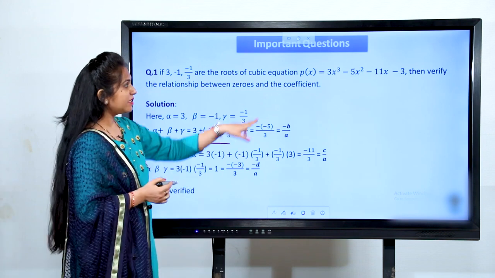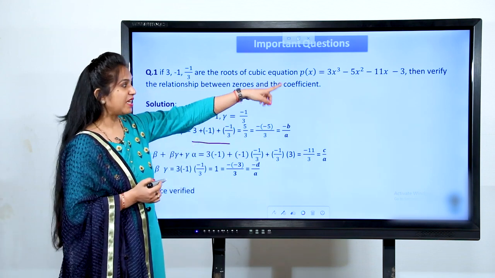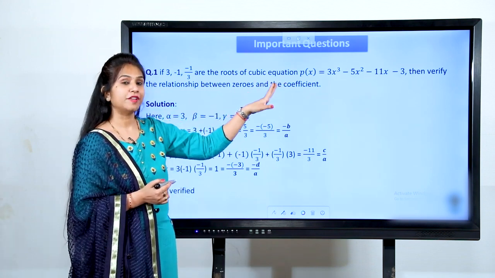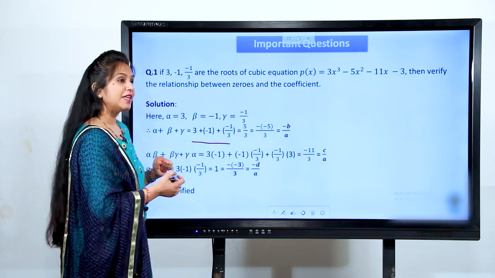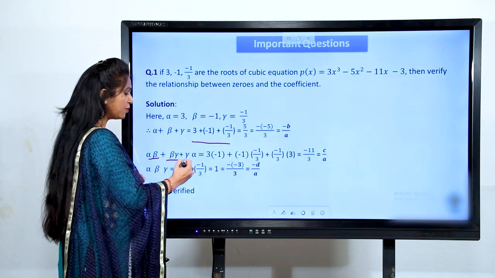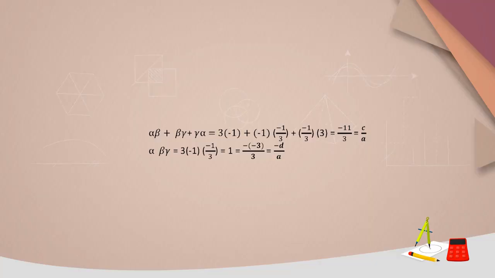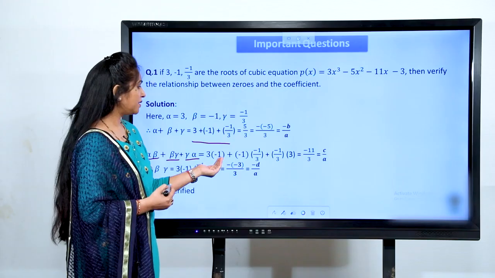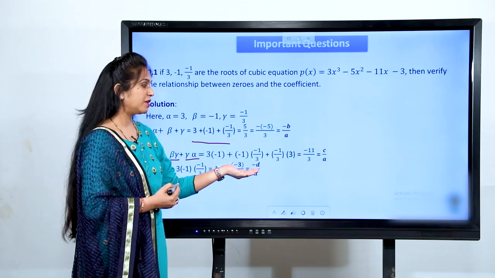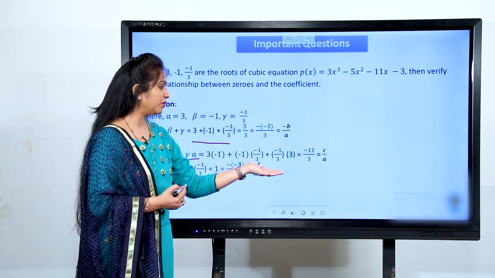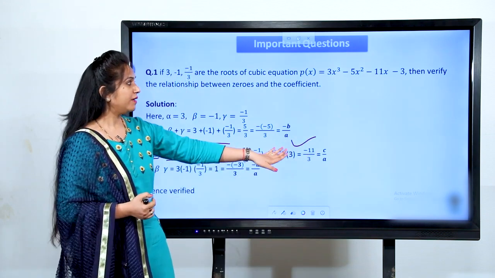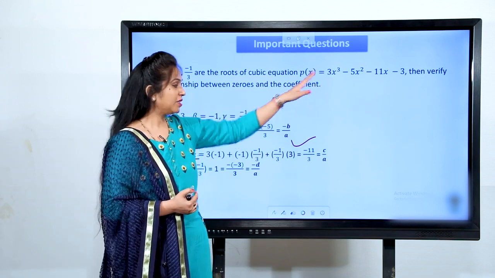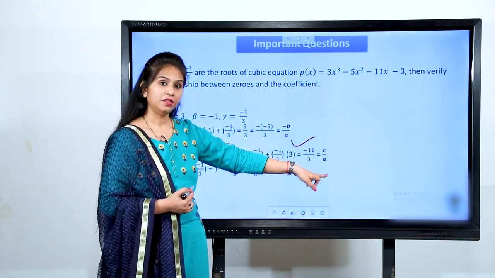And when you compare this with your given equation, what is 5? 5 is the coefficient of x square. So that becomes minus b by a. Now you take two roots together. Sum of the two roots taken together, alpha beta plus beta gamma plus gamma alpha. So 3 into minus 1 plus minus 1 into minus 1 upon 3 plus minus 1 upon 3 into 3, that gives you minus 11 upon 3. And again compare this with the given expression, it is the value of c upon a.